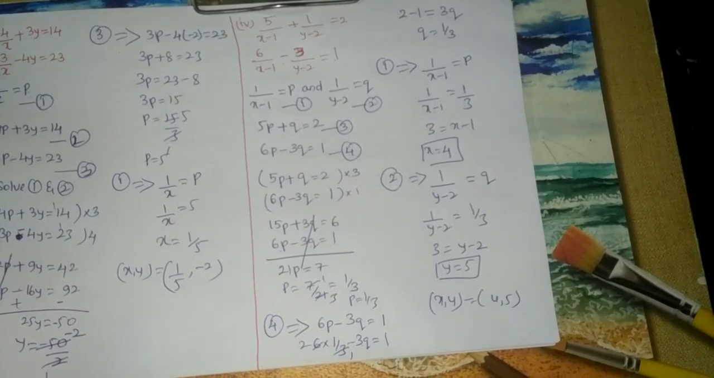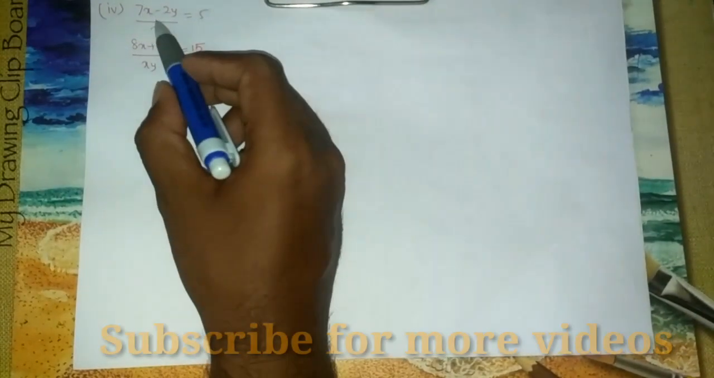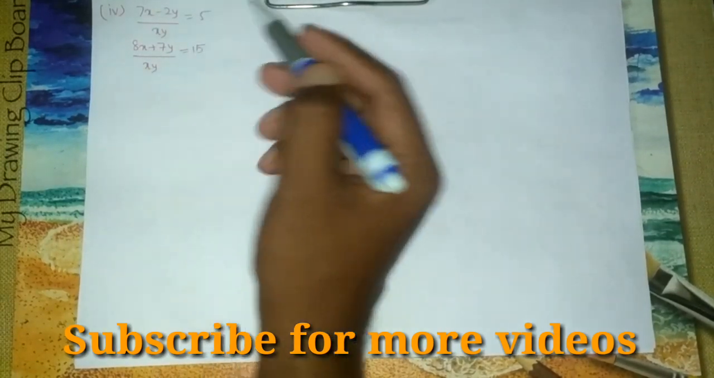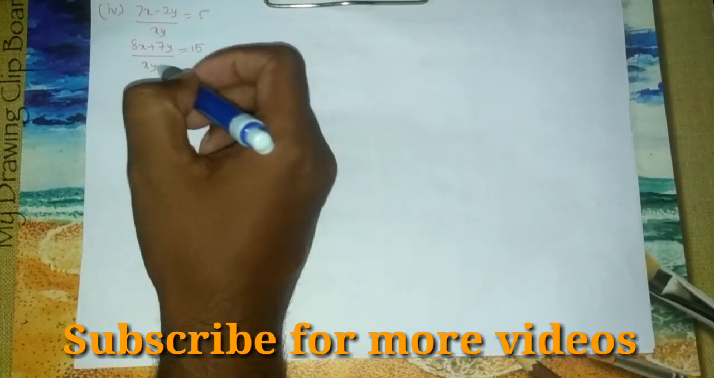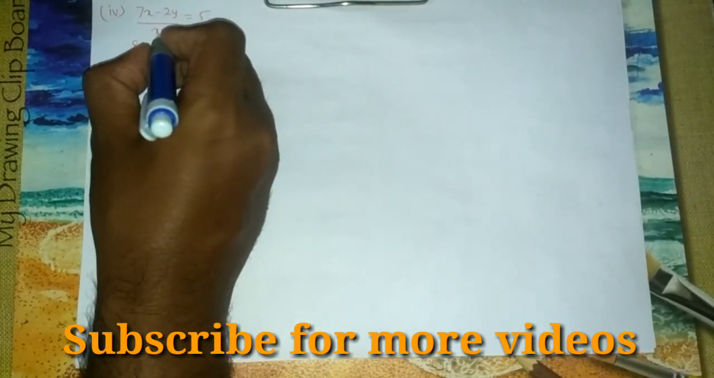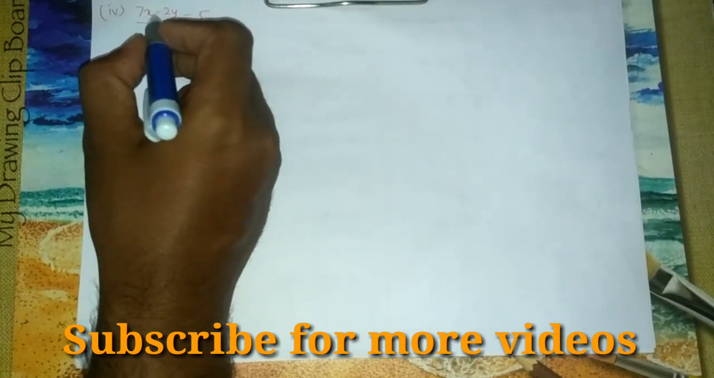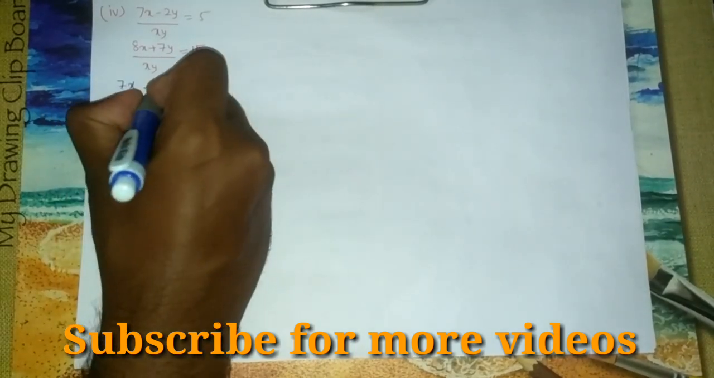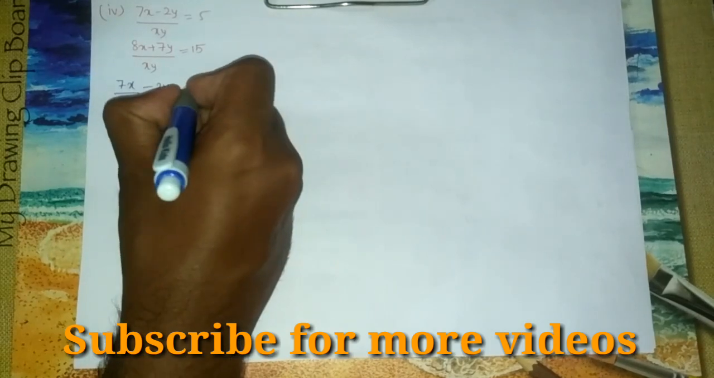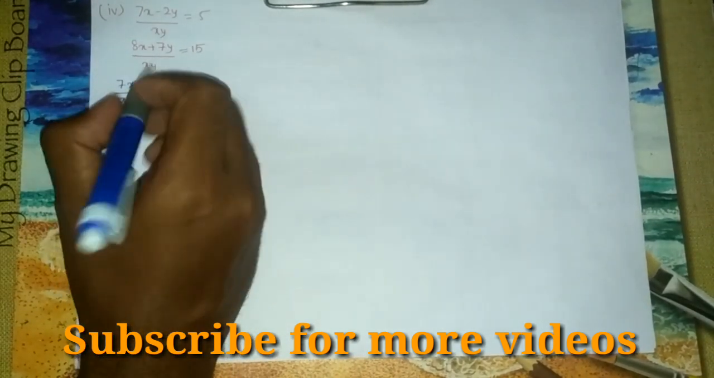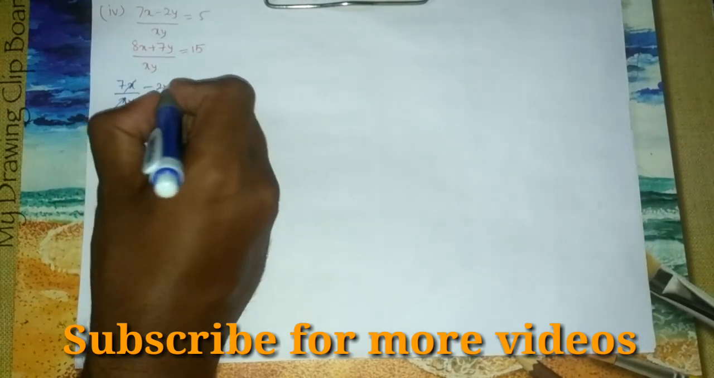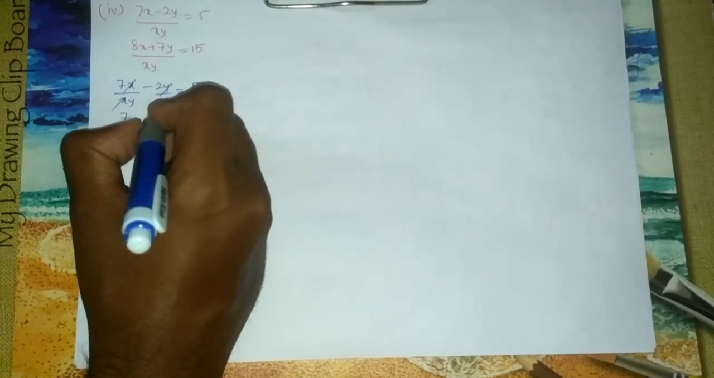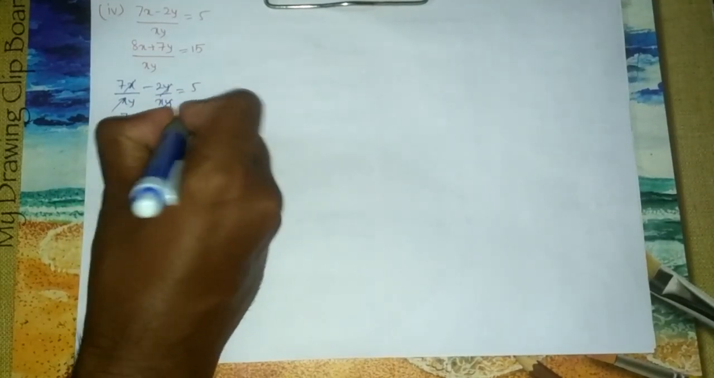Fourth part, we have 7x minus 2y divided by xy equals 5 and 8x plus 7y by xy equals 15. Let us reduce these equations to linear equations. For that, I will take the denominator separately for 7x and 2y. So 7x by xy minus 2y divided by xy equals 5. x will get cancelled and y will get cancelled. I will be left with 7 by y minus 2 by x equals 5.